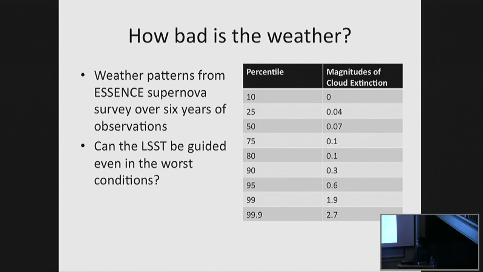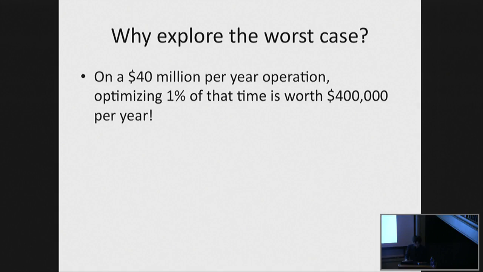So the question for this project is, can the LSST be guided in these worst weather conditions of 0.6 magnitudes of cloud extinction and above? Why explore this worst case scenario? Well, when working on a project that takes about $40 million a year to operate, being able to optimize 1% of that time is already worth $400,000 per year. Furthermore, being able to use the LSST during these poor weather conditions means we get that extra 1% of data that could be important for studying transits or the sky.